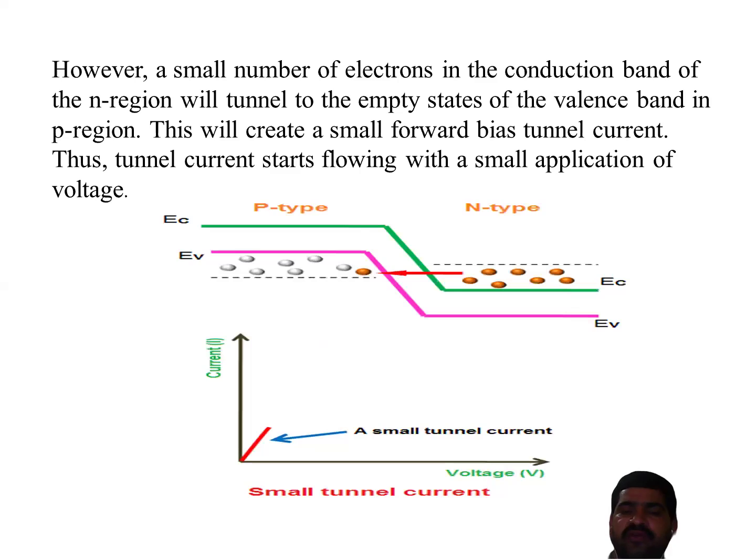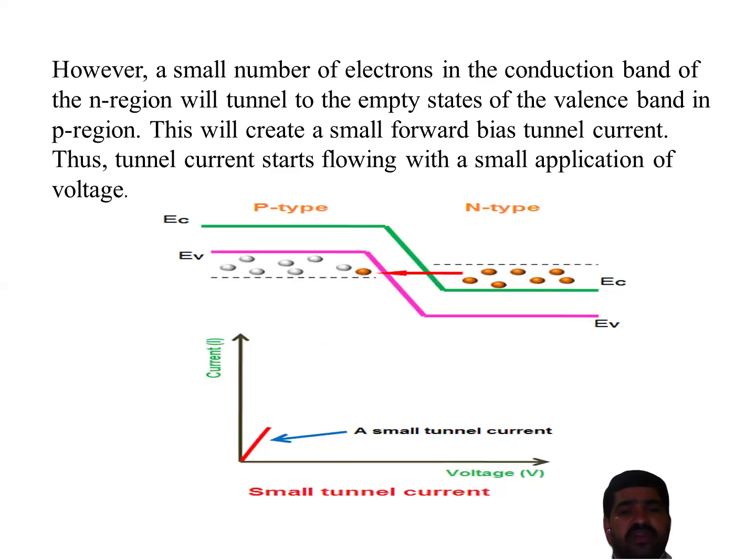However, a small number of electrons in the conduction band of the N region will tunnel to the empty states of the valence band in the P region. This will create a small forward bias tunnel current. You can observe in the graph that the x-axis is voltage and the y-axis is current.